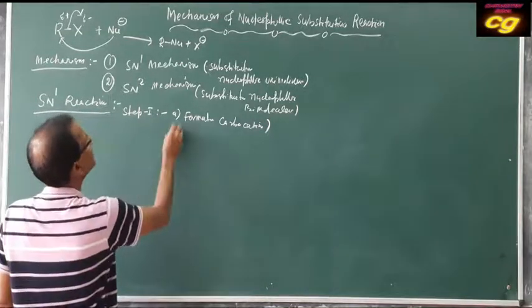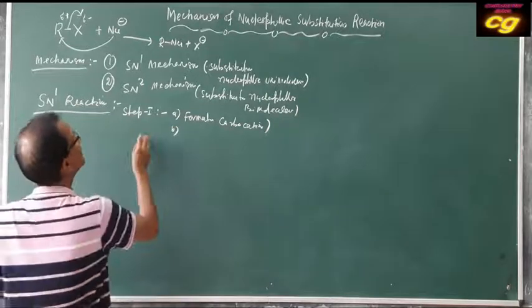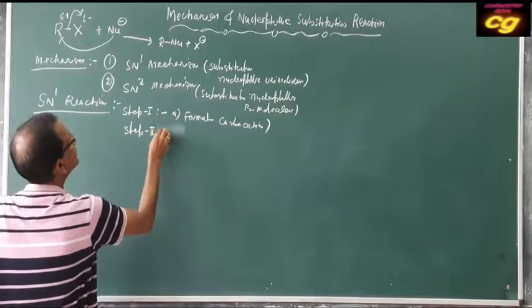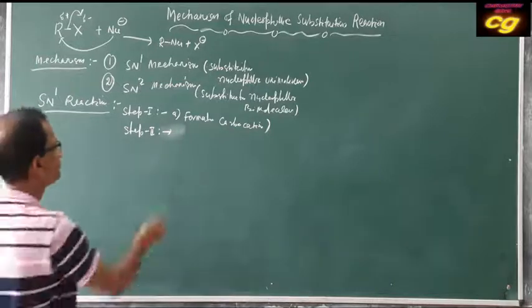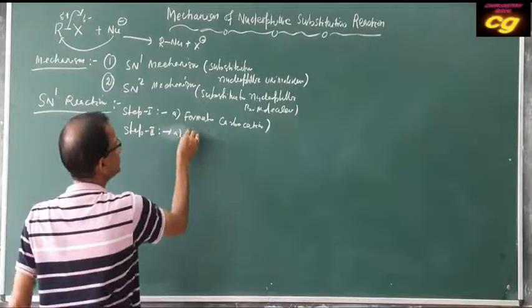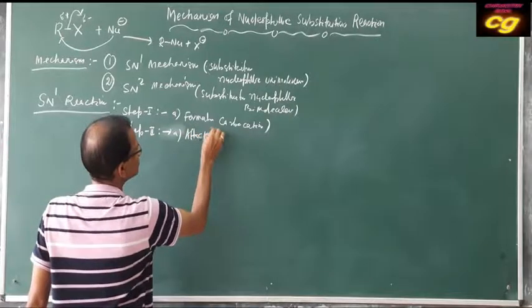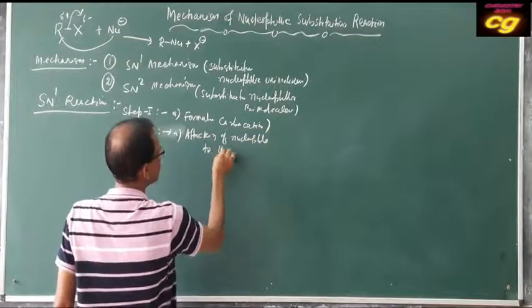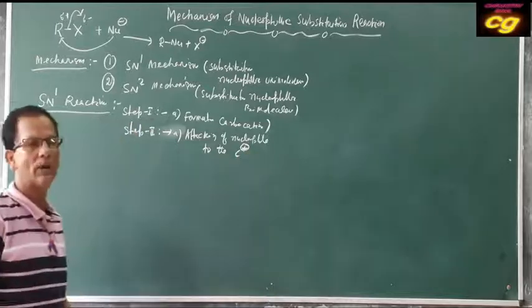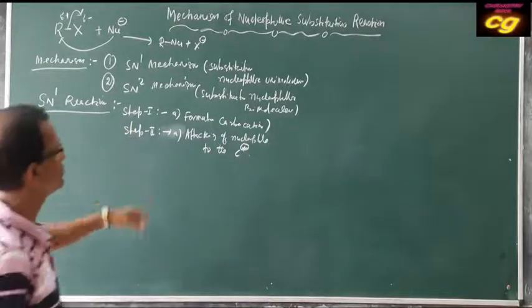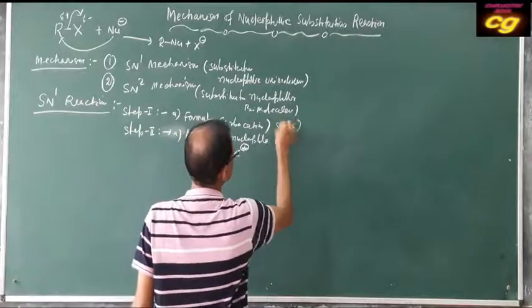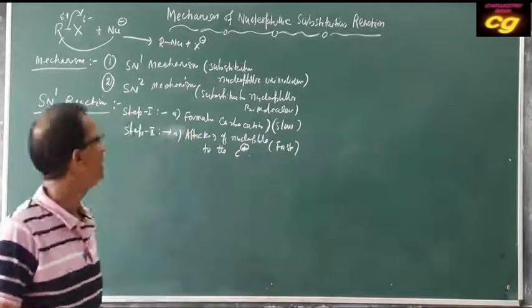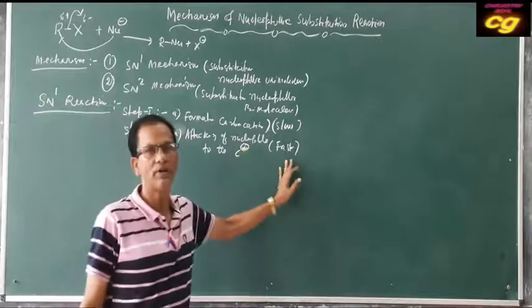Then step two is the attacking of the nucleophile to the carbocation. Step one is the slow step, and the second step is the fast step. If you see the kinetics, the first step is the slow step, the second step is the fast step.